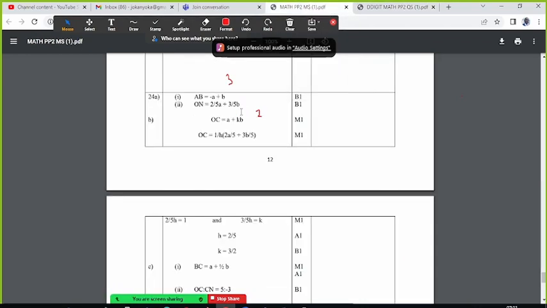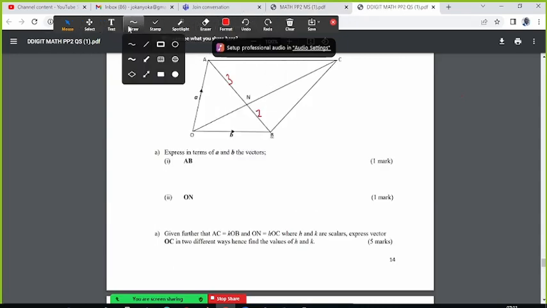So what we do, we get vector AB, and the vector A we are going to be.